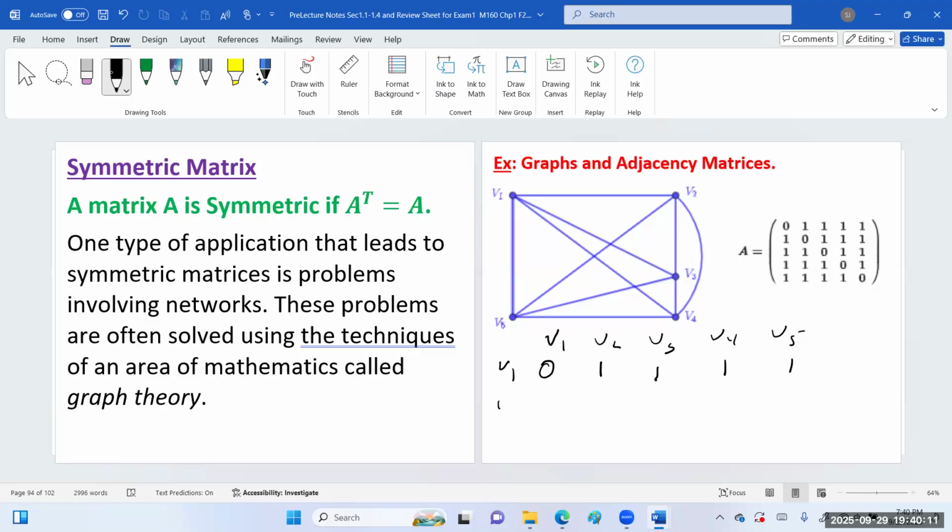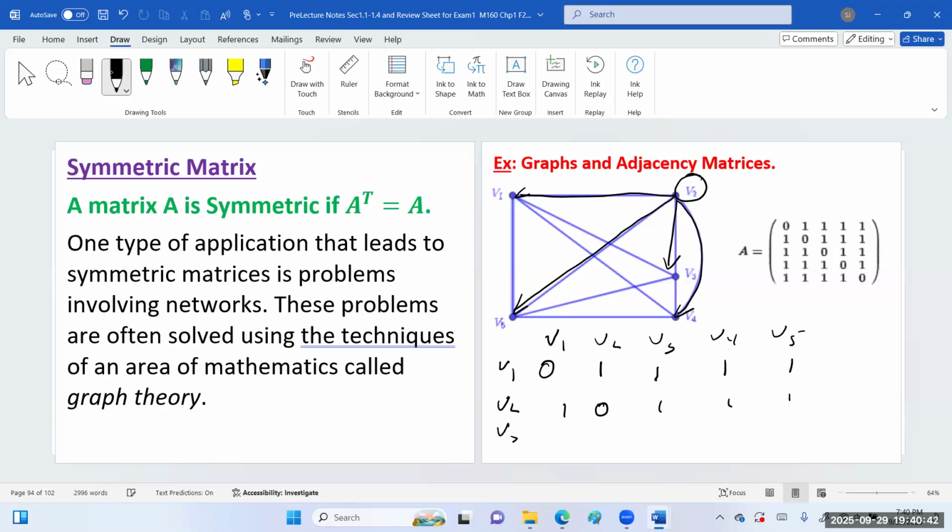Then you go to V2 and you see how many paths you have, or whether you have a path. So our V2 is here. We cannot go from V2 to V2, so V2 to V2 is 0. But from V2, you can go to V1, V3, V4, and V5. So from V2, you can go everywhere else besides itself. So 1, 1, 1, 1.